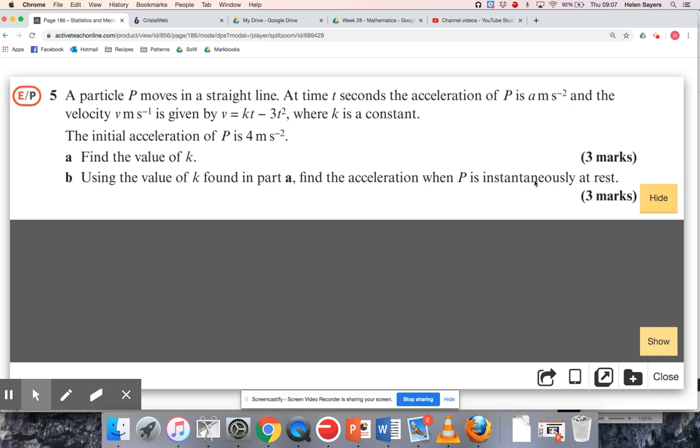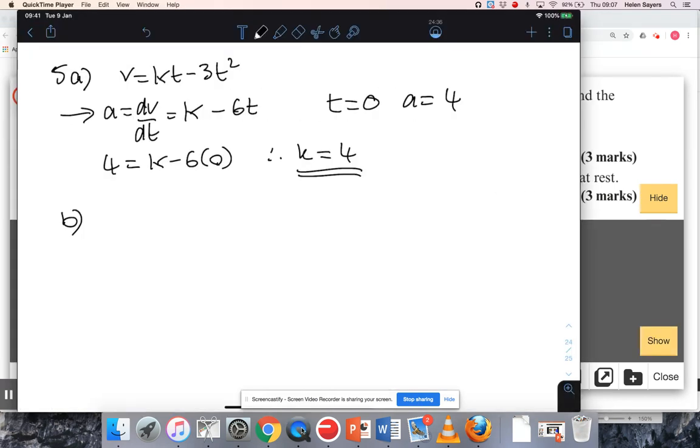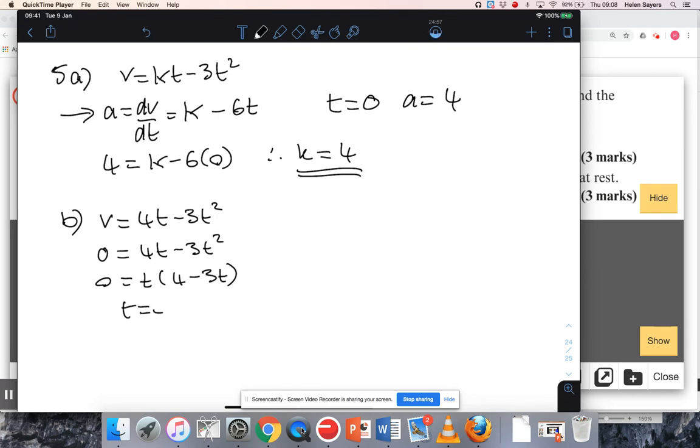So when p is instantaneously at rest, well, something is instantaneously at rest when its velocity is 0. So now I know what k is, I can say that that's the velocity. So it's going to be instantaneously at rest when that equals 0. So I take t out as a common factor. I get t is 0. Well, we already know the acceleration when t is 0, so that was given to us. And I'm going to get t is 4/3.